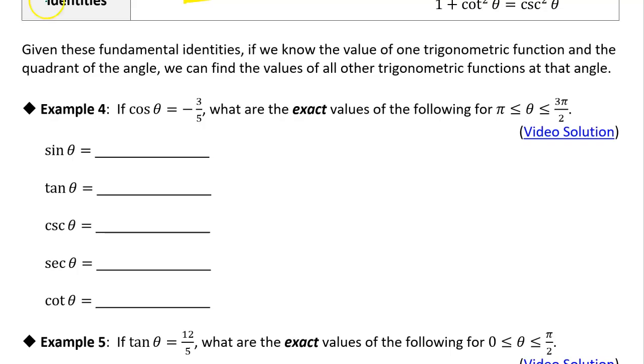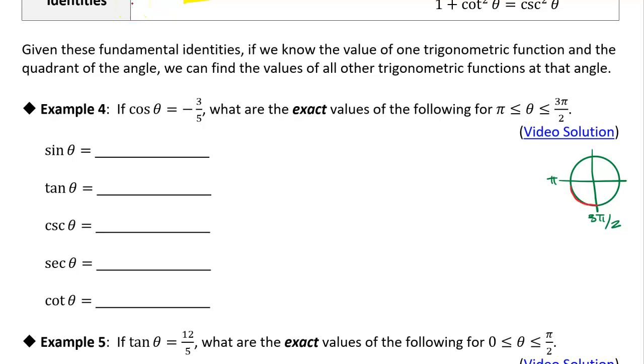So let's go through an example here. We have the cosine of theta is negative 3/5, and it's asking what are the exact values for all these other trig functions for when the angle is between pi and 3 pi over 2. We can draw a little unit circle. We have to figure out where pi is and know what quadrant it is. So this is pi, and this is 3 pi over 2. Let me just mark it here.